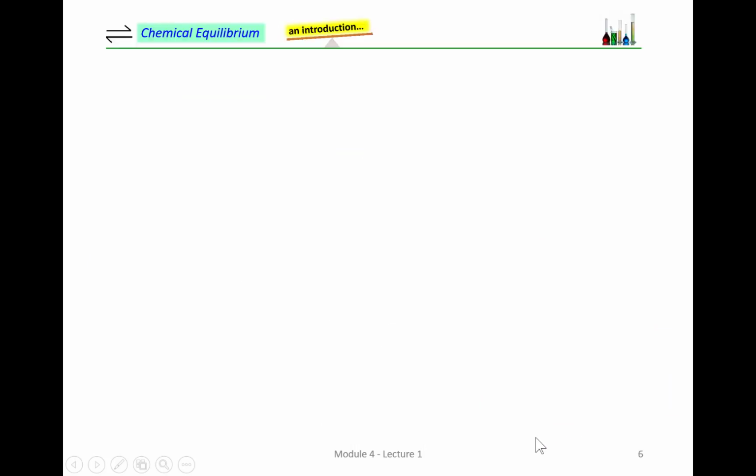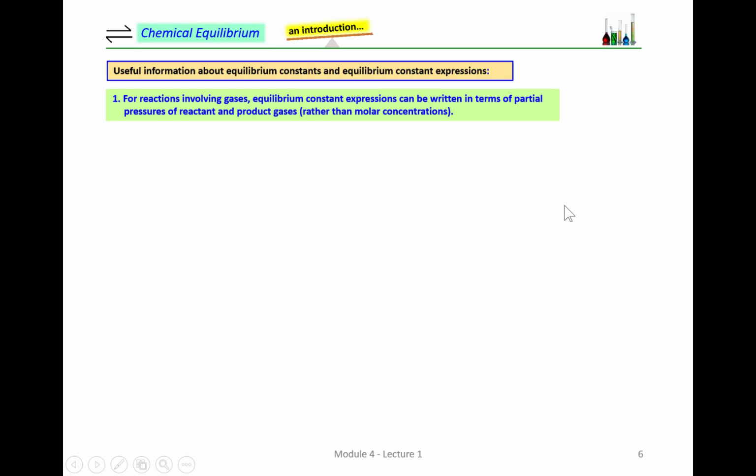We need to spend some time talking about some useful information about equilibrium constants and equilibrium constant expressions. This will be a rather long list that takes up most of the rest of the lecture. So let's get started. For reactions involving gases, equilibrium constant expressions can be written in terms of partial pressures of reactant and product gases rather than molar concentrations.